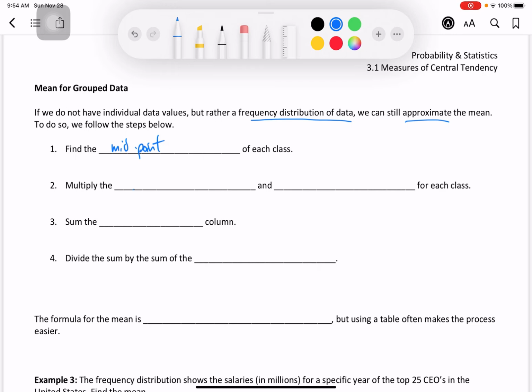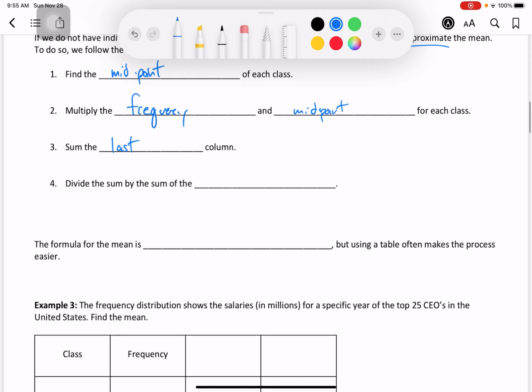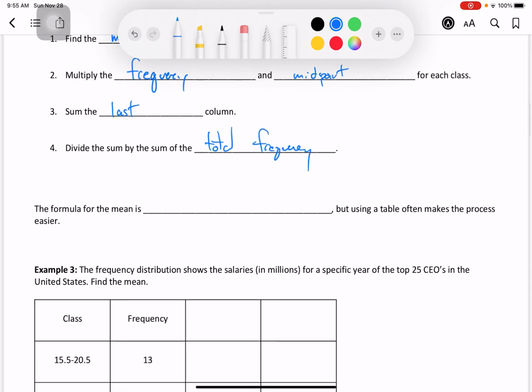You're going to multiply the frequency and the midpoint for each class. Then you're going to sum. We're going to put that number in the last column. And then we're going to divide the sum by the sum of the total frequency. Okay? The formula is given like this.